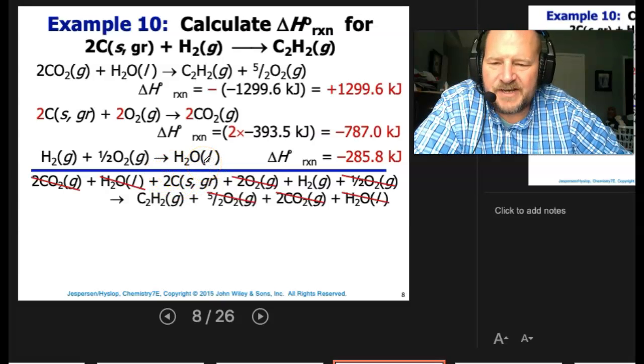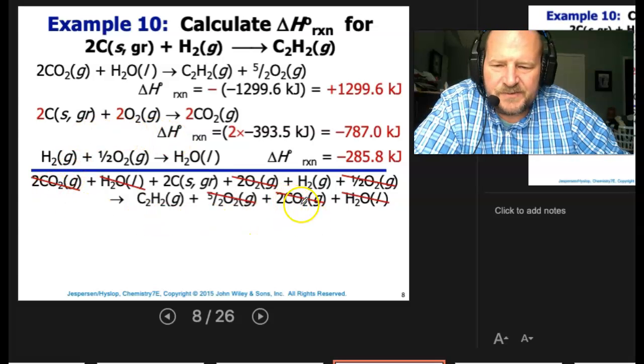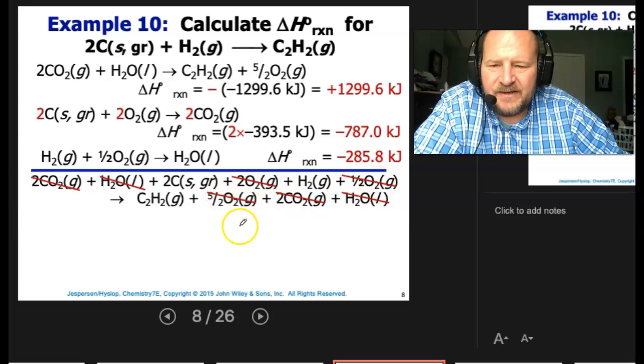Now we can start looking at what's going to cancel out, right? So we have 2 CO2s, and we have 2 CO2s. We have a water here. We have a water there. We have 2 O2s plus a half O2 gives us 5 halves O2. That gets rid of that. And so now we're left with 2 carbons plus H2 goes to the acetylene.